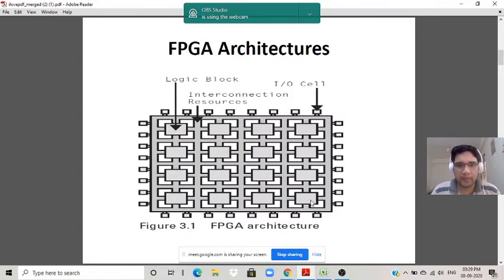Then we have the interconnection resources. Interconnection resources are used to make the connections of different logic blocks and the input output cells. There may be a connection from an input output cell to a logic block, or a connection from one logic block to another logic block. These connections are also configurable and are used for the interconnection purpose.